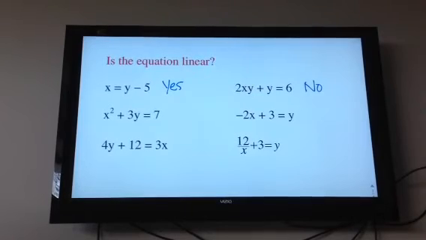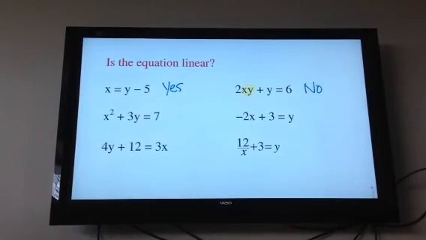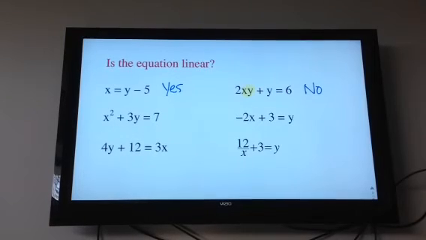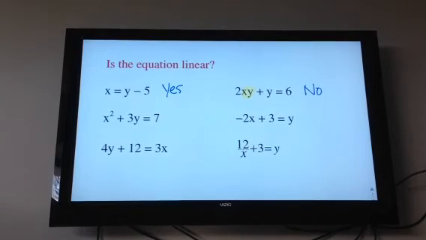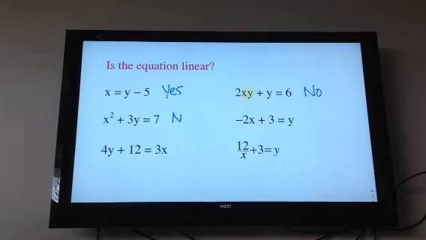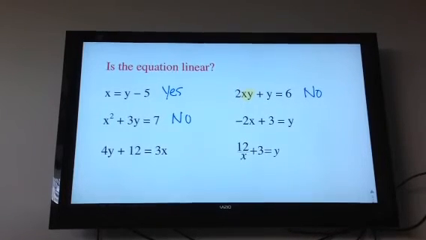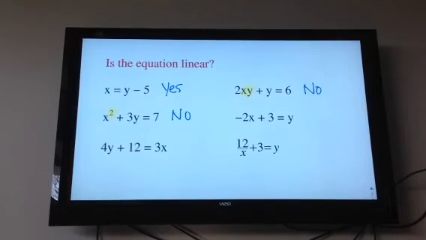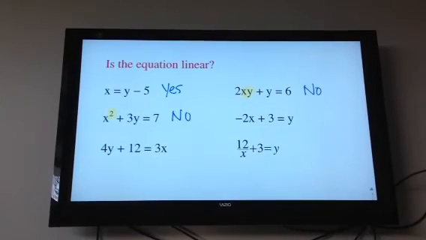It's a no because you have a product of variables. Product of variables means variables multiplied together. This would be a hyperbola. This is not going to be a line. My next one is a no, and it's a no because it has a power. This would be a parabola. So powers keep it from being a line.